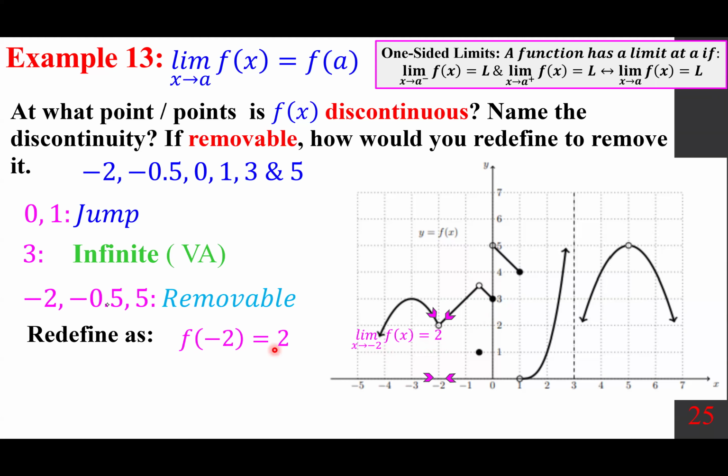The next number is -0.5. Look at -0.5 here. So the left, here's -0.5 roughly. The left and right is going to take us here, which results in the limit being 3.5. Okay, so this is 3.5. And we say the limit of f of x as x approaches -0.5 is 3.5. So that's how we define it. F of -0.5 must be 3.5 to fix the problem, everybody.